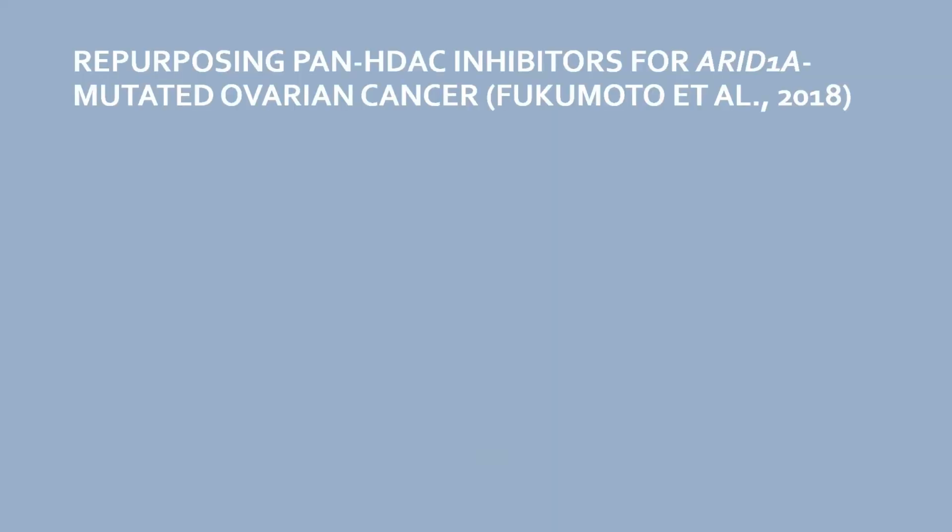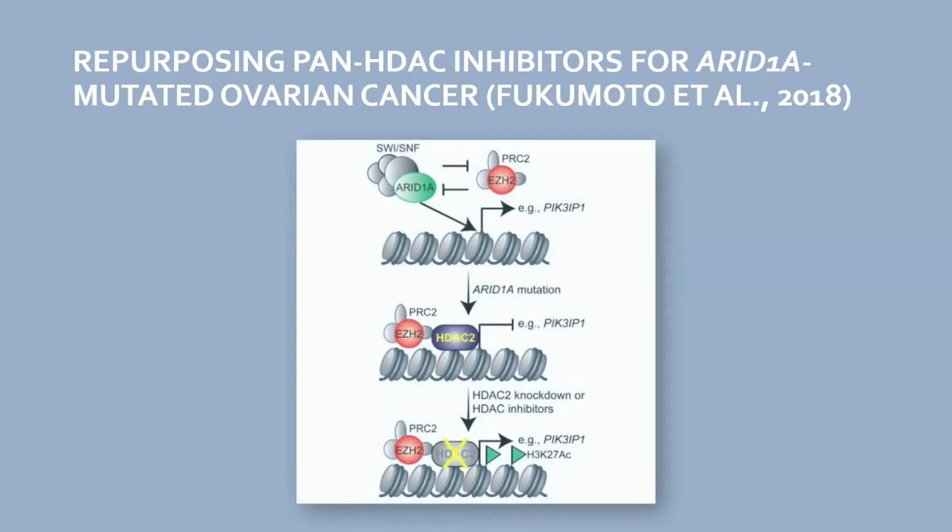In this paper, the scientists showed that ARID1A mutated ovarian cancers exhibit sensitivity to Pan-HDAC inhibitors, which non-selectively inhibit all HDAC activity. More specifically, they showed the inhibition of HDAC2 activity in ARID1A mutated ovarian cancer cells resulted in increased growth suppression, and they elucidated the mechanism behind this.